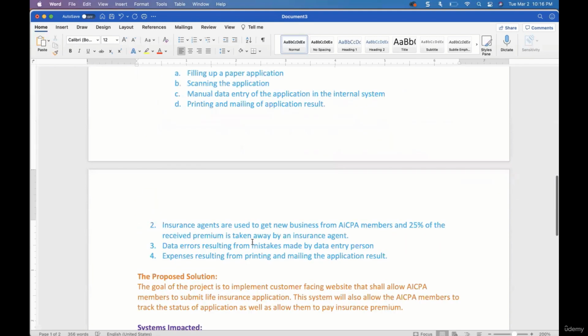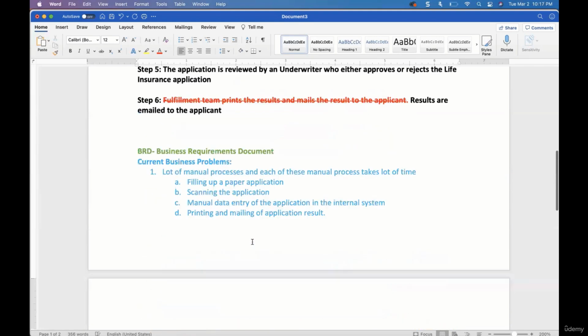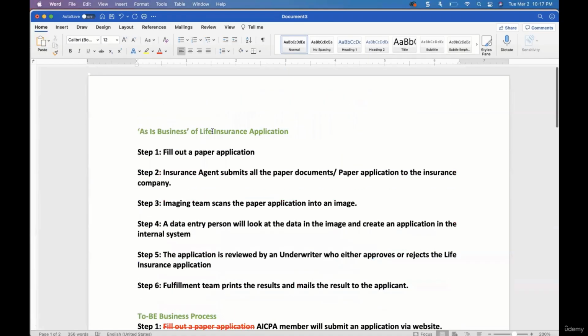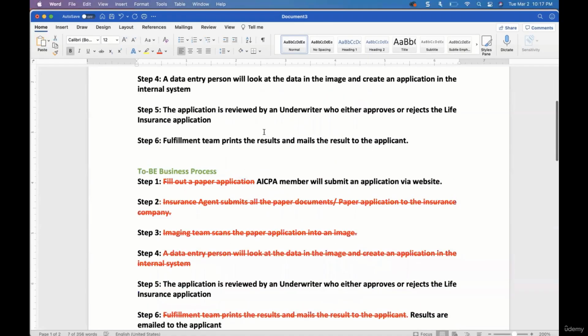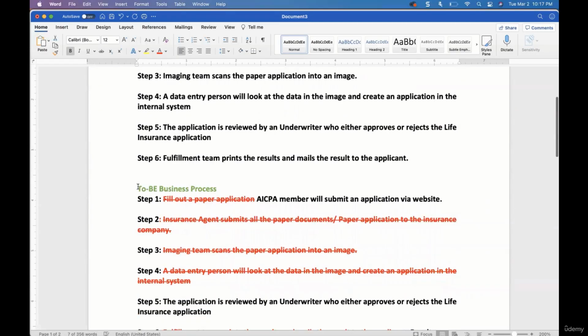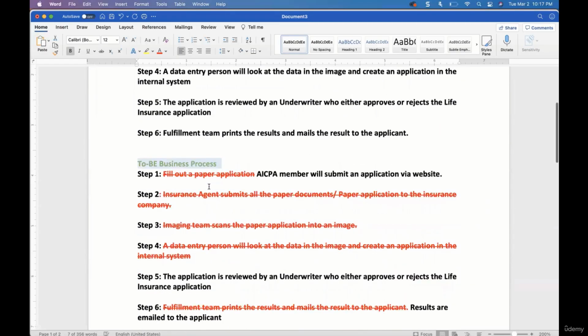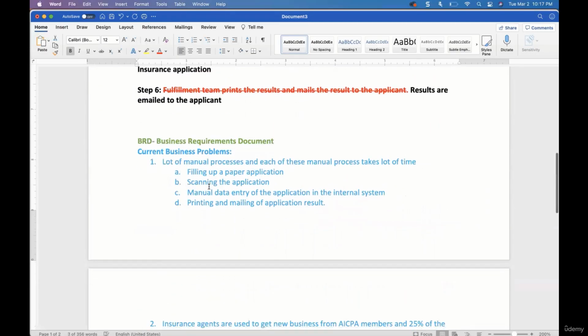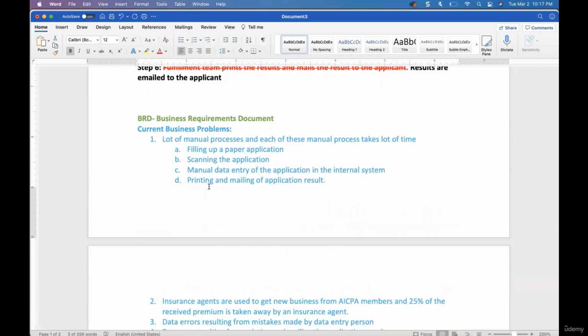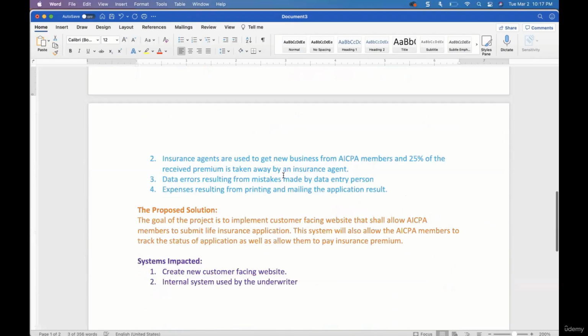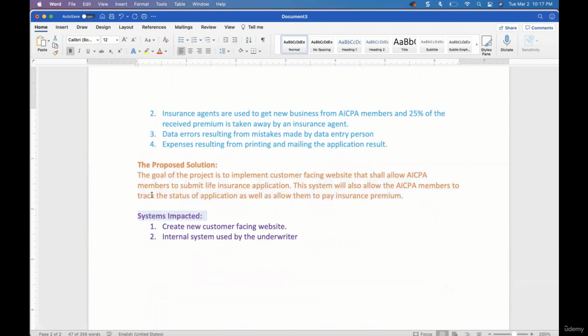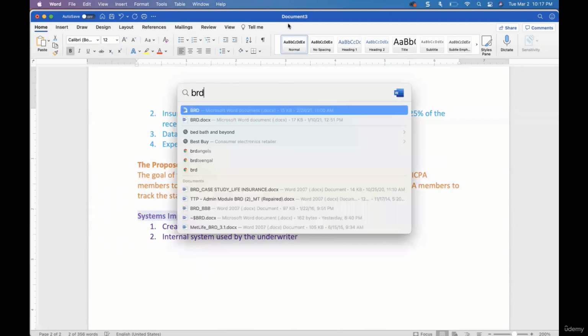So let me backtrack here. You understand the as-is process, right? You understand the to-be process, right? Yes. Now, in order for us to do this project, I want to create a BRD. That is the very first thing I do. I'm defining my current business problems. I'm defining the proposed solution. The next part of my BRD is systems impacted. So let me show you another BRD that we had talked about before.